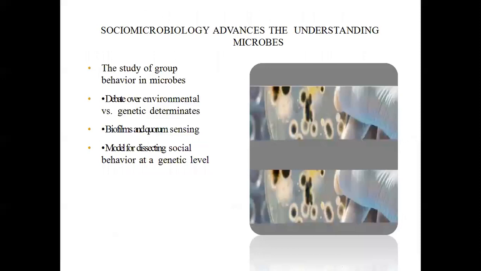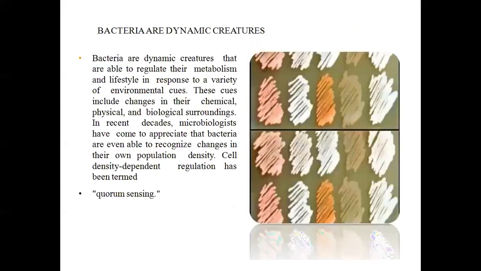Here you can see a microbiological plate, a fungal plate. The study of group behavior of microbes is socio-microbiology, which advances the understanding of microbes. It covers the study of group behavior in microbes, the debate over environmental versus genetic determinants, biofilm and quorum sensing concepts, and a model for dissecting social behavior at a genetic level. These are the major areas where you can explain things.